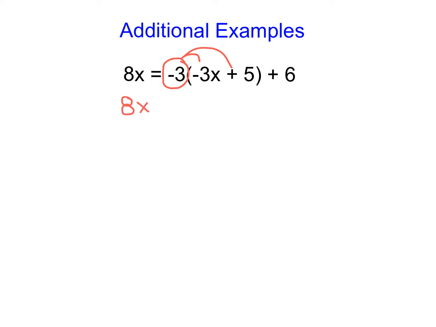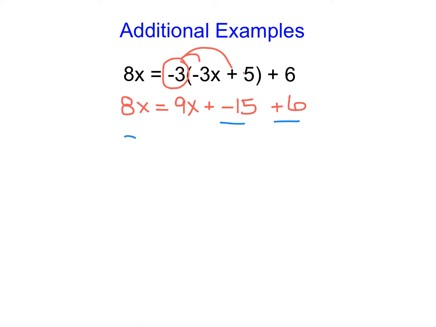So the 8x stays over here. We then do negative 3 times negative 3x, which is a positive 9x, plus negative 3 times 5 is negative 15, and then we have that plus 6 on the outside. And notice that we don't distribute the negative 3 to the 6 because the 6 is not inside of the parentheses.